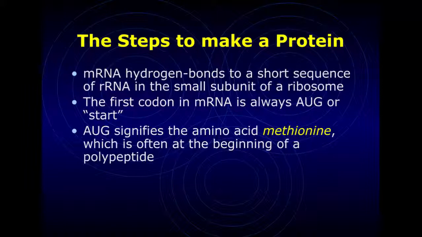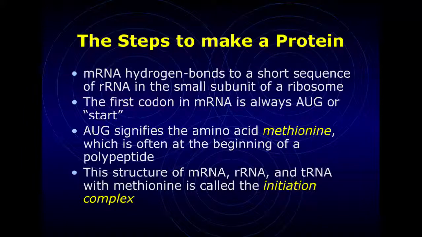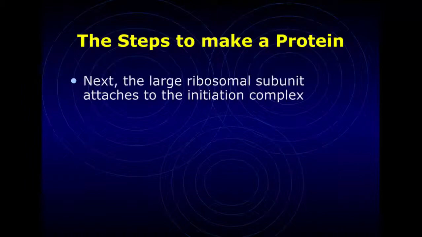So when there's an AUG in your messenger RNA, a transfer RNA with the appropriate anticodon comes in, which would be what? What's the anticodon for AUG? Right? Once that comes in, it brings in methionine with it. And so oftentimes the first amino acid is methionine. So we have this messenger RNA piece, we have the ribosomal RNA, the small subunit, and the transfer RNA with methionine. That's called the initiation complex, and that attracts the larger subunit of the ribosome.